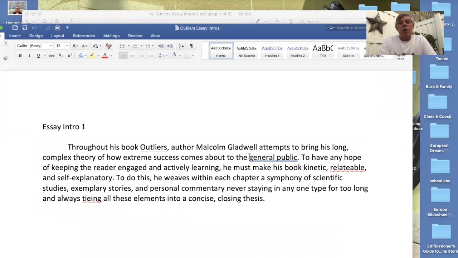Throughout his book, Outliers, author Malcolm Gladwell attempts to bring his long, complex theory of how extreme success comes about to the general public. To have any hope of keeping the reader engaged and actively learning, he must make his book kinetic, relatable, and self-explanatory. To do this, he weaves within each chapter a symphony of scientific studies, exemplary stories, and personal commentary, never straying in any one type for too long, and always tying all these elements into a concise closing thesis.